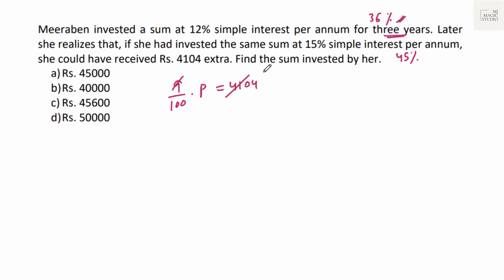That means 9% of the principal is equal to 4104. Okay, 9. This will go 4, 36, 50 is 5 and 6. So P is 45,600. Let's see what is asked. Find the sum invested by her. That is option C, 45,600.